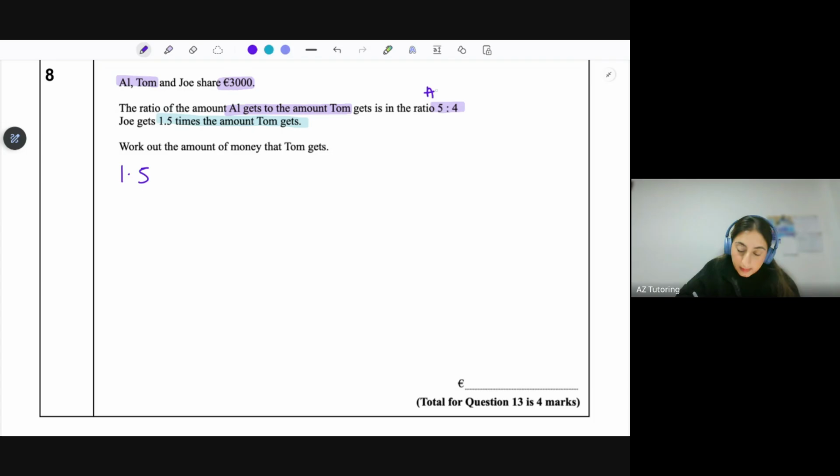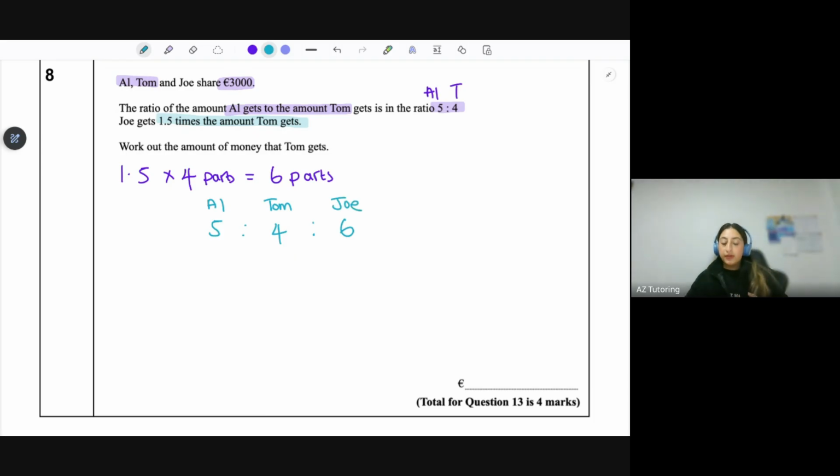So that's Al and that's Tom. If Tom gets only 4 parts, Joe gets 1.5 times what Tom gets. So 1.5 times 4 is just 6. So we know Joe is going to get 6 parts. Now we've got the ratio, we can write the ratio down: 5 to 4 to 6. So 5 is Al, 4 is Tom, and Joe gets 6 parts.